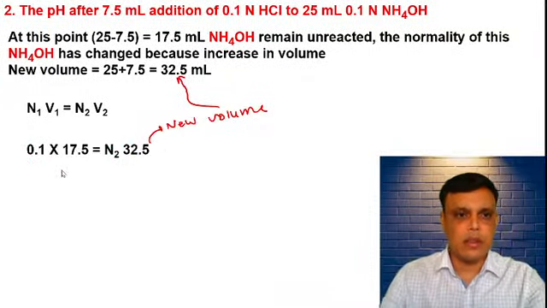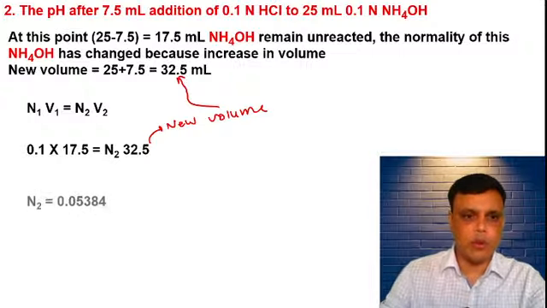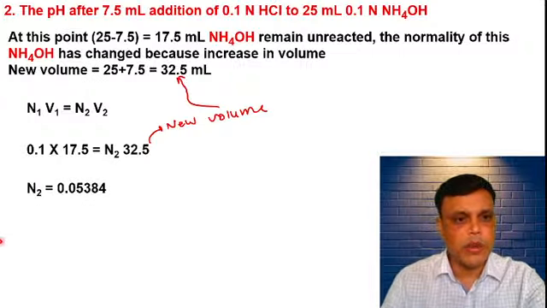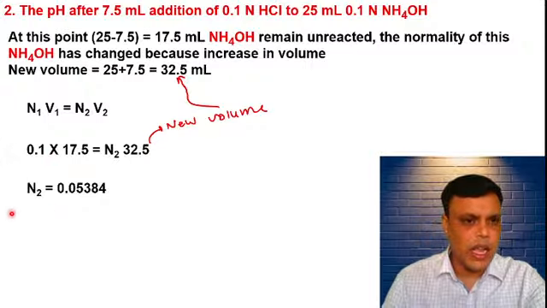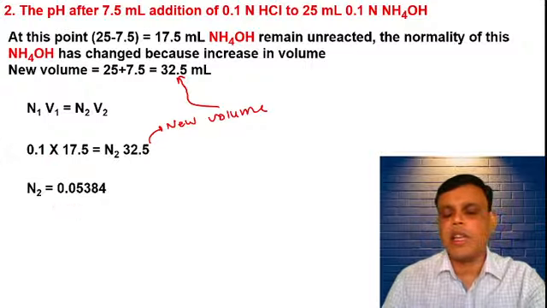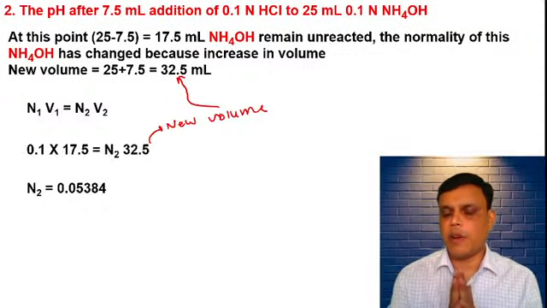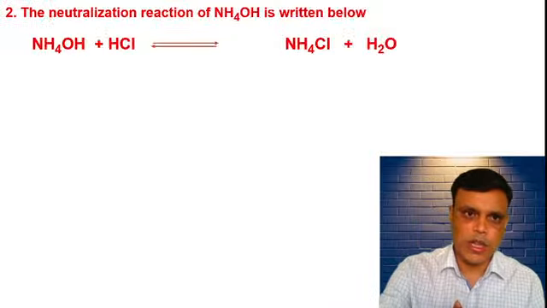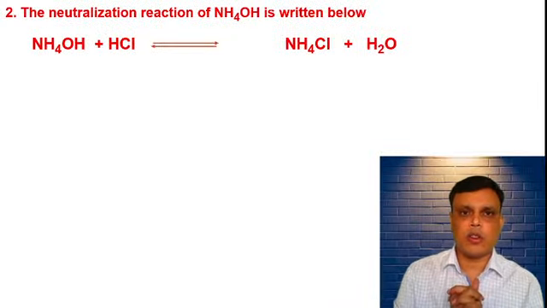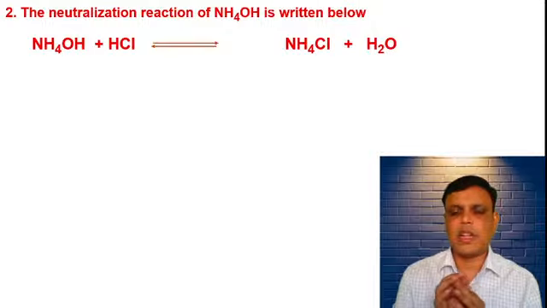So just solve this equation, you will get N2. How much is N2 coming? We solved it last time also, so I am going quickly. N2 is equal to 0.05384. This is the new normality of ammonium hydroxide. Okay, then the neutralization reaction of ammonium hydroxide.